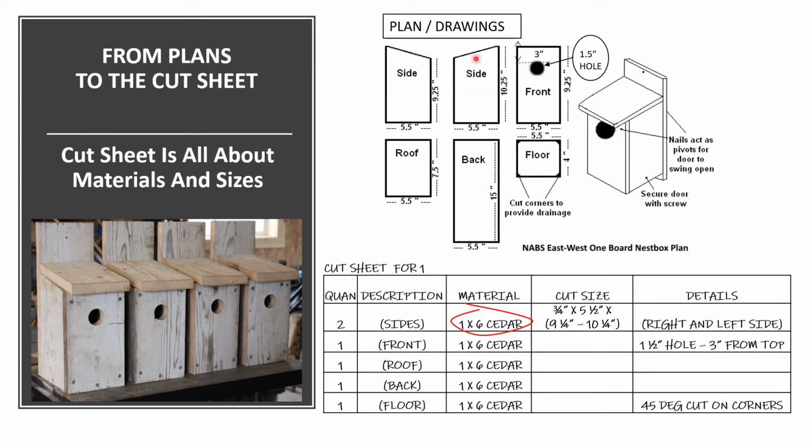All right, here we have all our different pieces for our project. I found a little birdhouse. I thought it'd be something simple to use. But it says we need 1x6s. When you get ready to go to the supply house and buy it, you'll buy some 1x6 cedar. On your cut sheet, when you get ready to cut, you put the actual size, like 3/4 by 5.5 by 9.25 to 10.25. That's what these sides are.